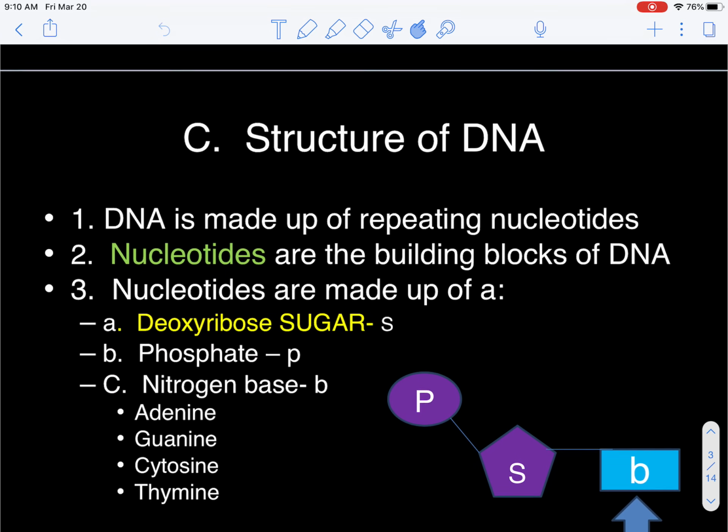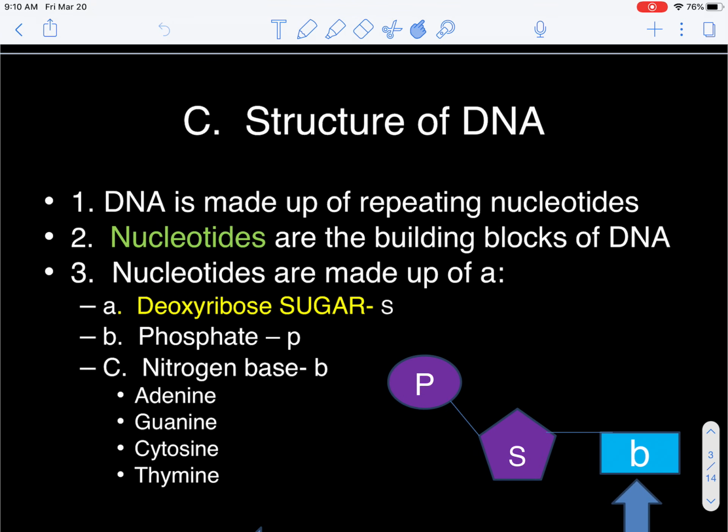So the structure of DNA is made up of repeating nucleotides, which if you did the packet, you would have had to label something similar to what's on the slide. The circle is phosphate, next to it is a sugar, and then you have your base. So nucleotides are building blocks of DNA, and they're made up of 3 things: a sugar, a phosphate, and a base. So the sugar is the deoxyribose sugar. The phosphate and nitrogen bases, you have 4 bases. You have adenine, guanine, cytosine, and thymine. Yes, those might be hard words to pronounce, so you guys can just call them A, G, C, and T.